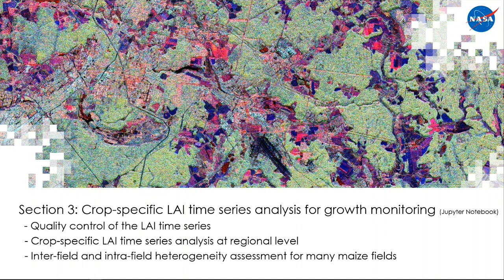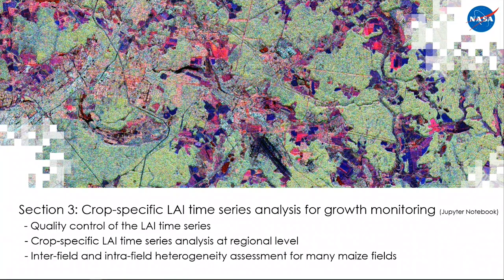Thanks to Fabrizio, you know how to produce leaf area index images using the Snap software. Section 3 will now focus on the use of a Jupyter notebook to exploit this LAI time series corresponding to the growing season of the maize crop.